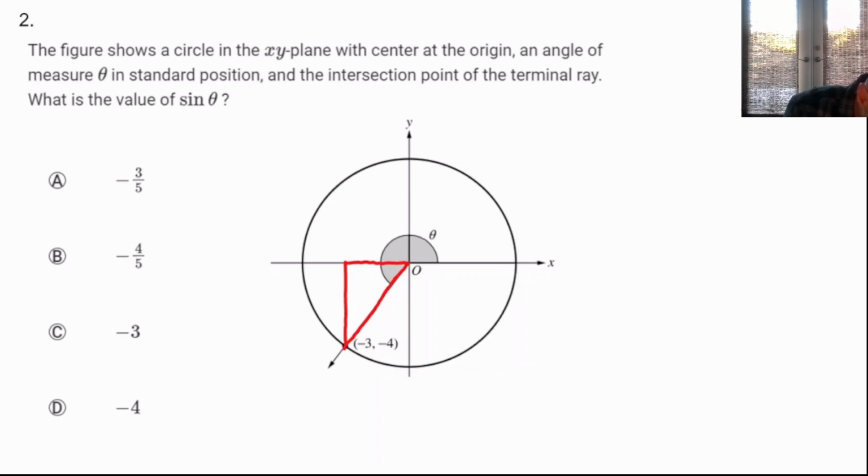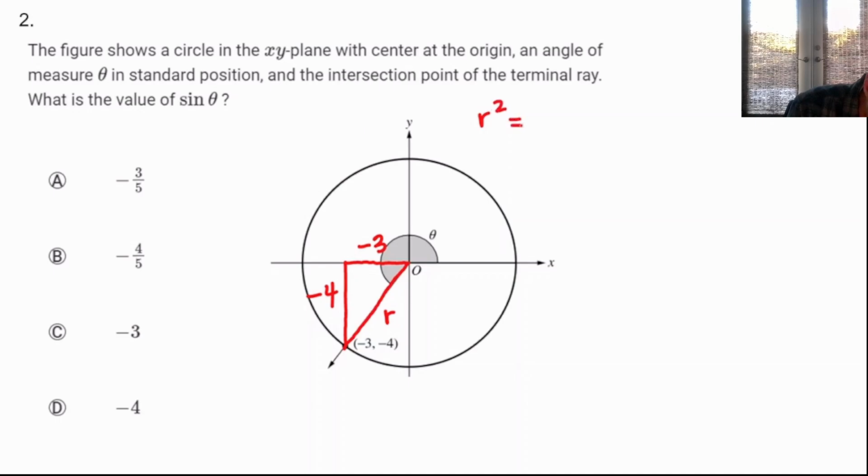They did not tell us what the hypotenuse of the triangle was. So the coordinates are -3 and -4. We'll go and find the radius of the circle, or the hypotenuse of the triangle. It's going to be r.